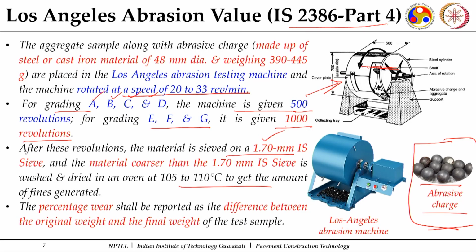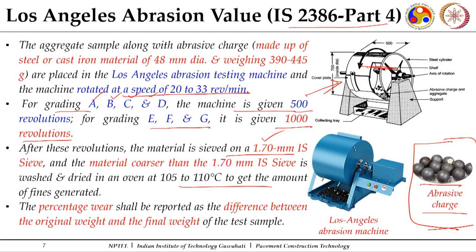So your initial weight was the oven dried initial weight, which you first inserted into this cylindrical chamber, and the other one was retained on the 1.7 mm sieve, wet washed and then dried. You subtract this one, and that will give you the amount which is finer than this. So the more fines generated, the weaker the aggregate is; the fewer the fines generated, the stronger the aggregate is.